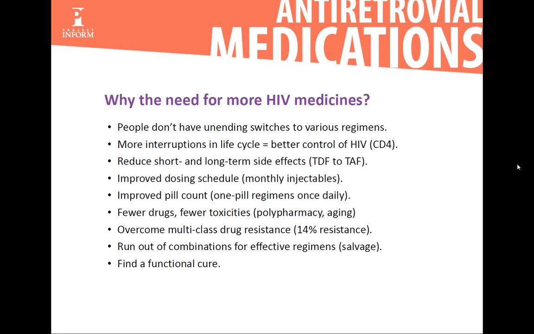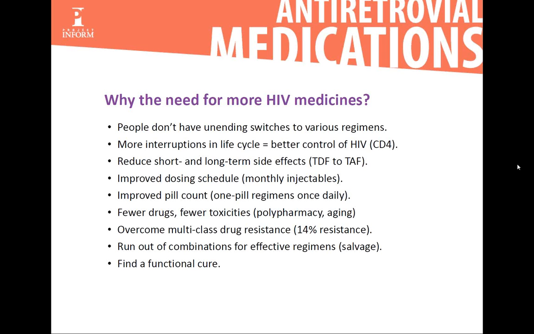on the market today. There are also improvements in current medications, and so let's reduce the short and long-term side effects of certain medications. And so there is tenofovir disoproxil fumarate, TDF, which is probably going to switch over to what's called TAF, or tenofovir alafenamide. And there's more information I have on that in a second. Also, improved dosing schedules, monthly injectables or quarterly injectables, improved pill count. If you can cut down one more pill once a day, that helps with adherence. Also, fewer drugs, fewer side effects, especially in aging. When we have polypharmacy issues, then we want fewer toxicities with these HIV medications.